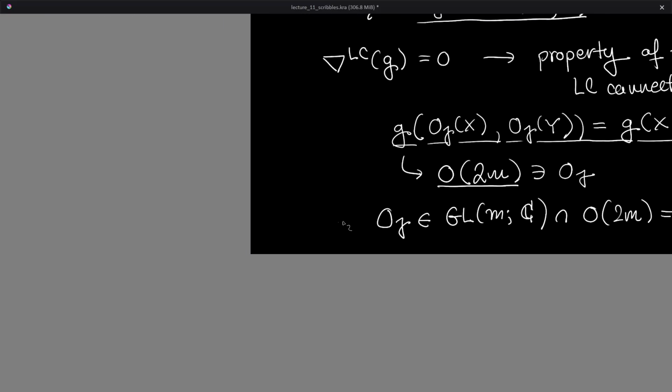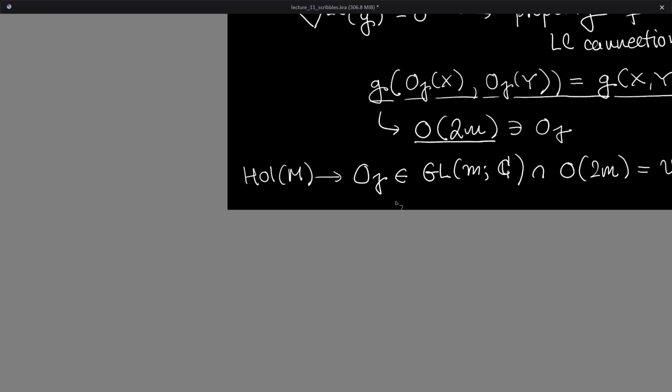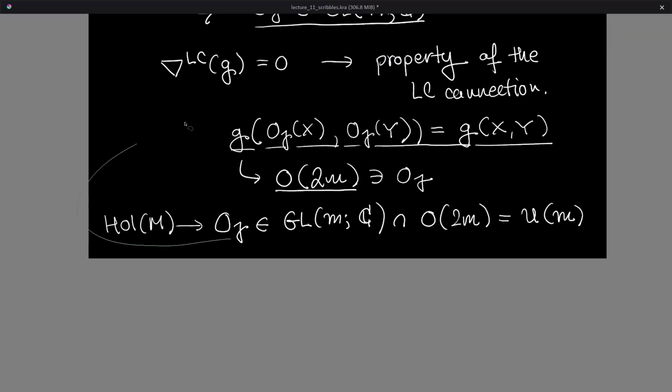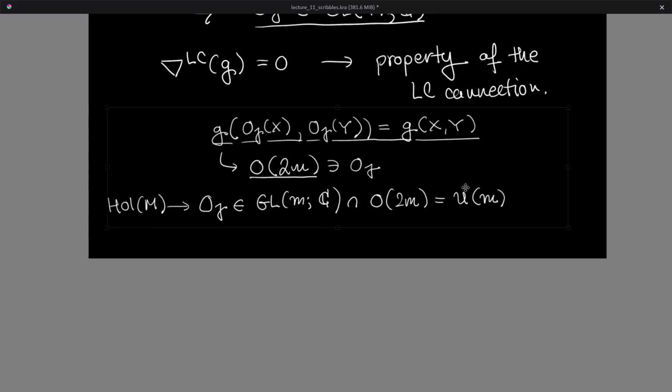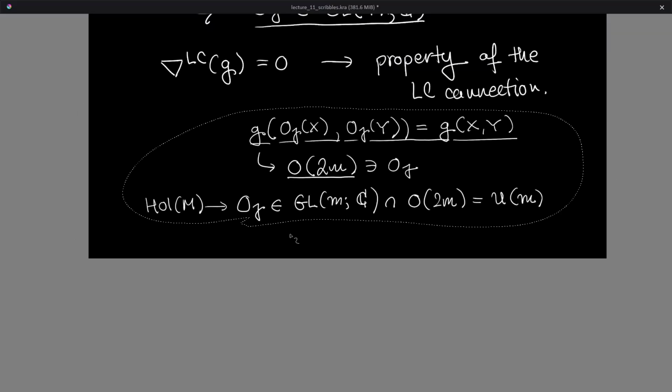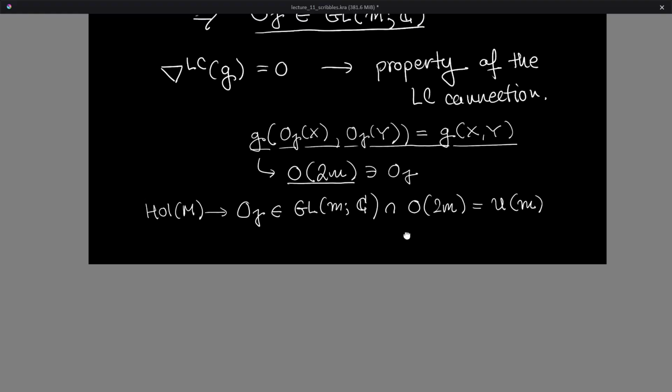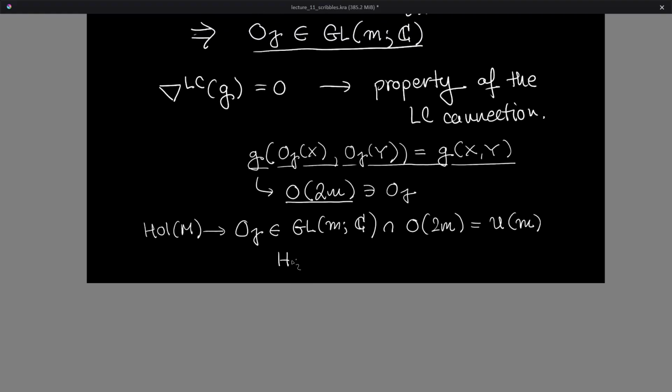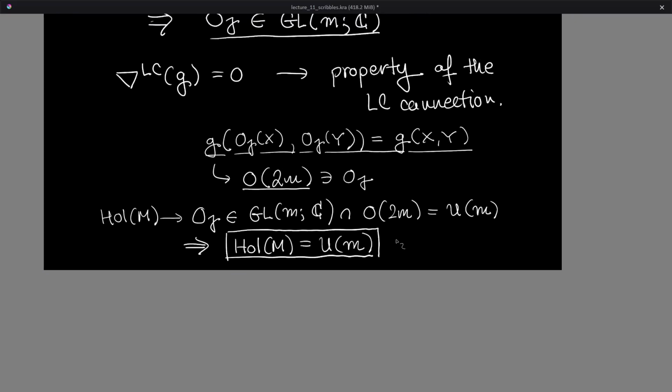Since this is any element of Hol(M), that implies, sorry, there's not a lot of space here. Let me make this a little smaller. Yeah, let's give us a little bit more space. So, the niceness of digital editing: Hol(M) must be equal to U of order m. And that completes the proof. I hope it's clear what we did here.